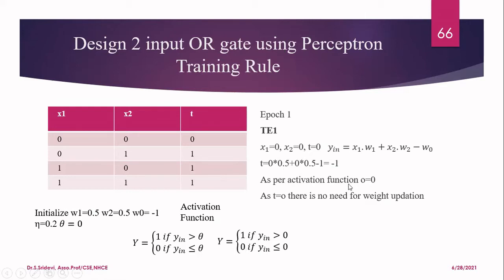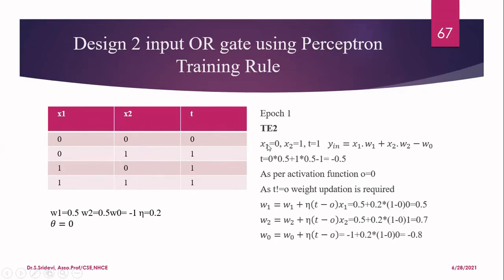Since this is the output from the activation function, this is O now, and O is 0. Next, you have to compare this O with the t value. T is 0, O is also 0. That means they are the same, so there is no need for any weight updation. With respect to this training example, the weights are perfectly satisfying it, so we are not going to update anything. So what is our next step? Move to the next training example and check whether it is fine for that also. So now I am considering the next training example, TE2.